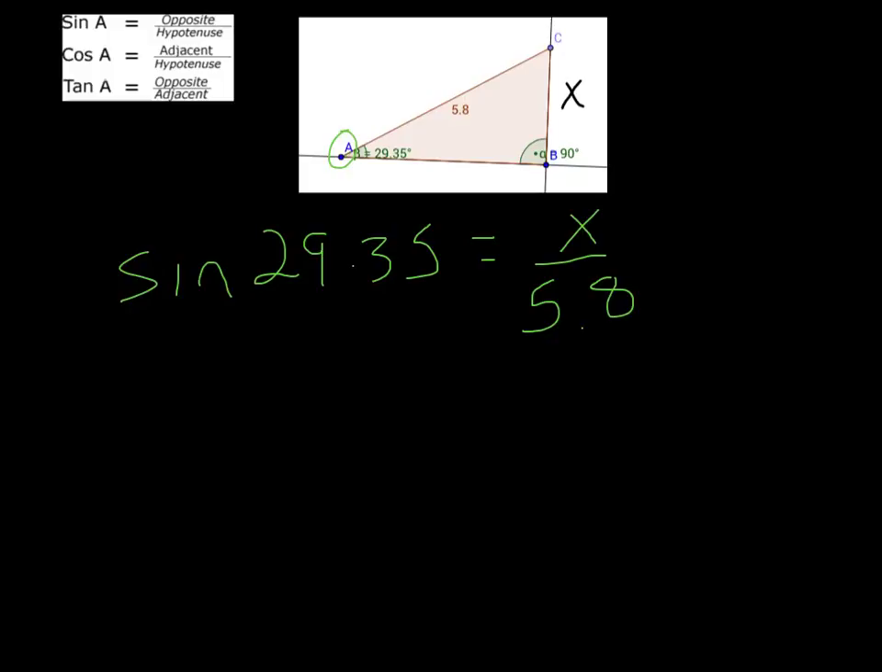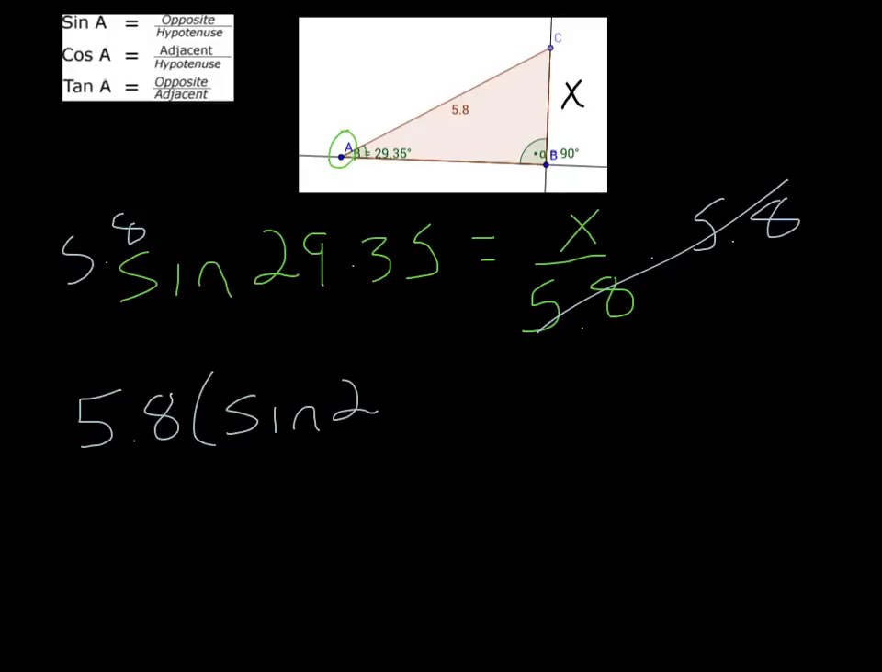So we are going to stand at the 29. We have x and 5.8. We know that's opposite. So that's going to be sine of 29.35 equals opposite over hypotenuse. All right, we've got to solve that. Cross-multiply is the kind of thing we're going to always do. So you're going to multiply both sides by 5.8 so that that cancels. And you got a 5.8 here. So you have 5.8 times the sine of 29.35. Now it's just a calculator problem.